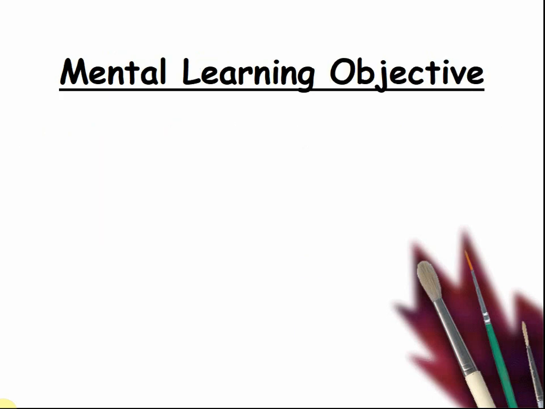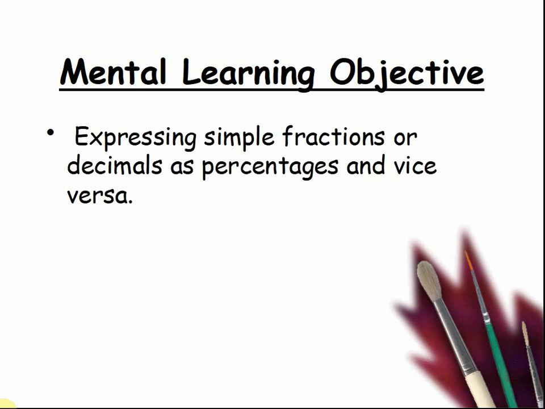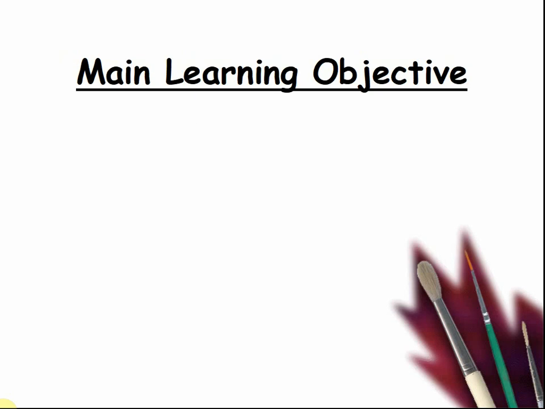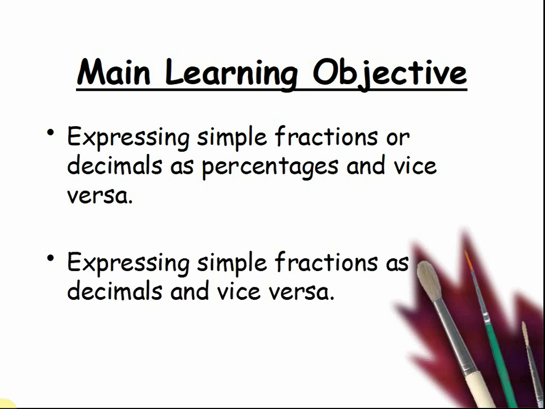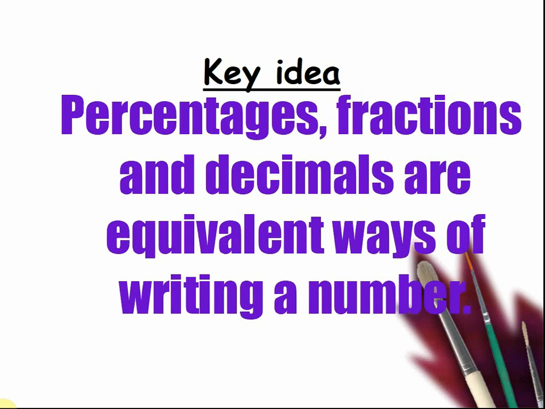Mental learning objective: expressing simple fractions or decimals as percentages and vice versa. Main learning objective: expressing simple fractions or decimals as percentages and vice versa, and expressing simple fractions as decimals and vice versa. Percentages, fractions and decimals are equivalent ways of writing a number. This is the big idea of the day, so remember it.